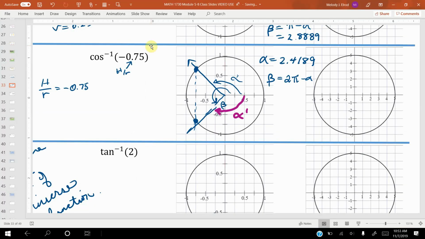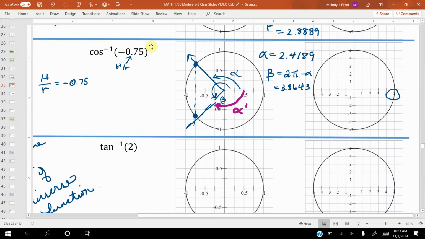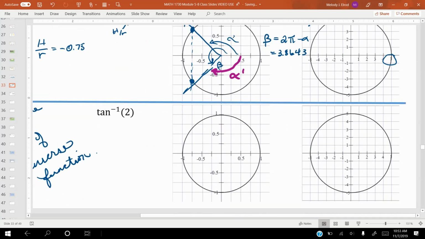So beta is 3.8643. Okay, cool. So that gives us those two values that we were looking for. And if we had done it over here in the radius 5 circle, it would have given us exactly the same values. So let's move down to the tangent and see what happens there.